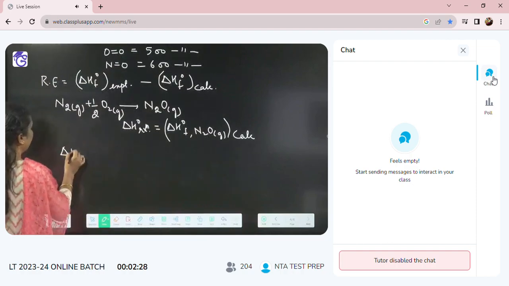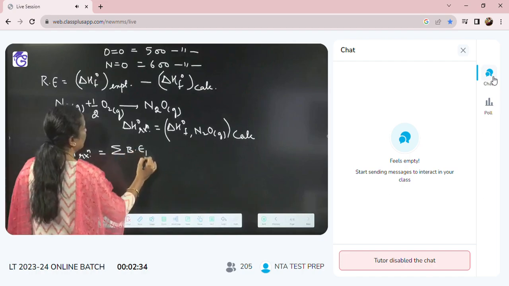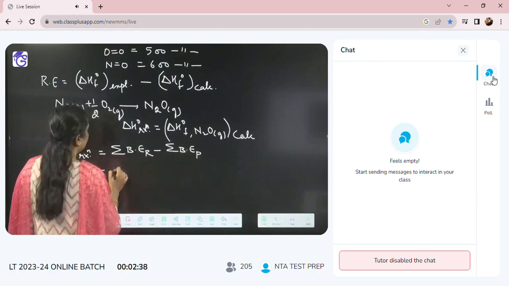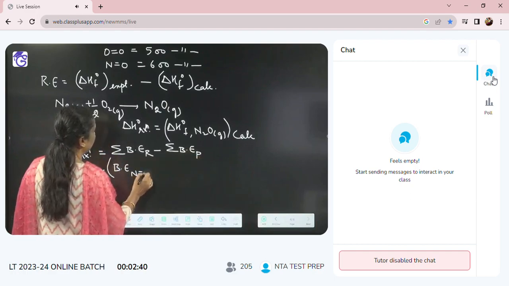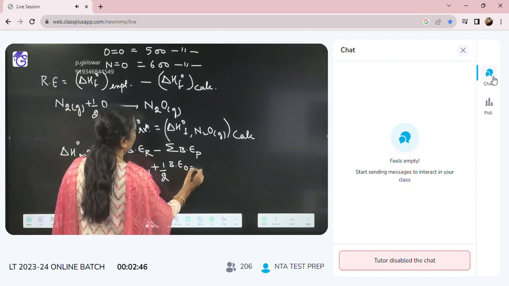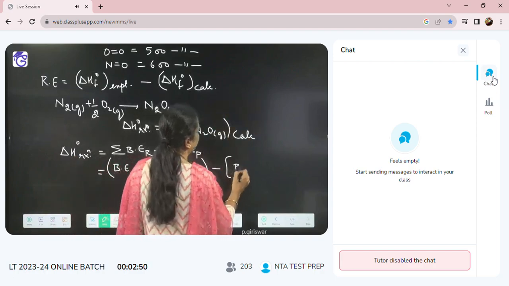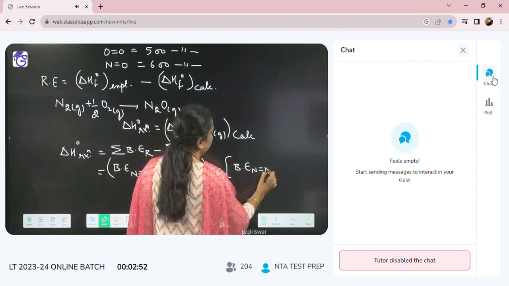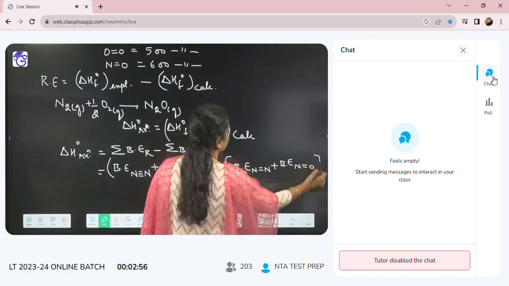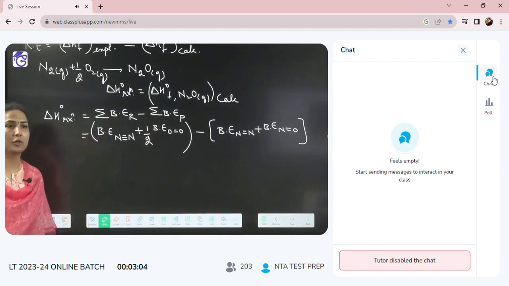So simply I am writing the expression here. Delta H naught for the reaction will be summation of bond energy of the reactants minus summation of bond energy of the products. Reactant you are having N2, meaning N triple bond N, plus half of the bond energy of O double bond O. In N2O, remember, N double bond N double bond O is there. So I will be writing bond energy of N double bond N plus bond energy of N double bond O. Please put the values and get the answer for delta H naught reaction.